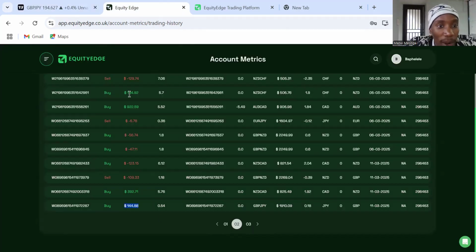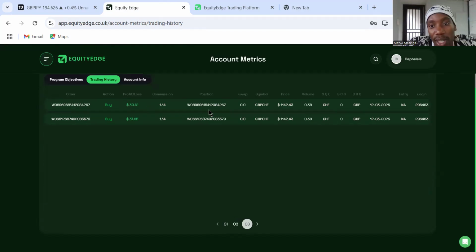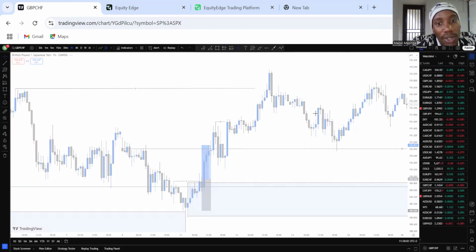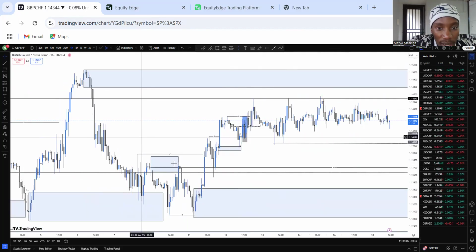We keep hustling. And then I took this, it was my last trade on GBP CHF. I'm going to run straight to GBP CHF. I'm going to show you the trades that I took to pass my account. And yeah, man, just here.